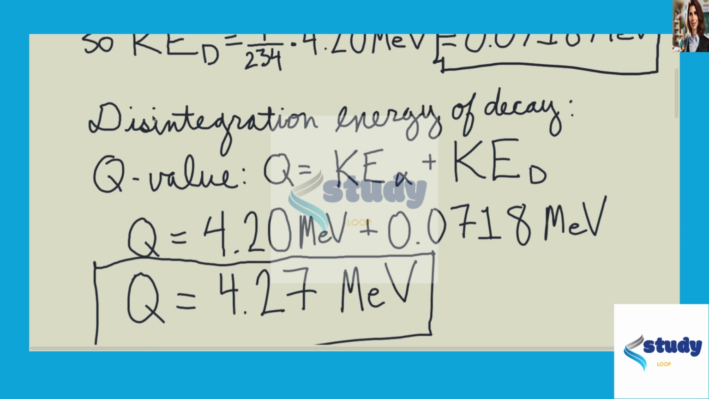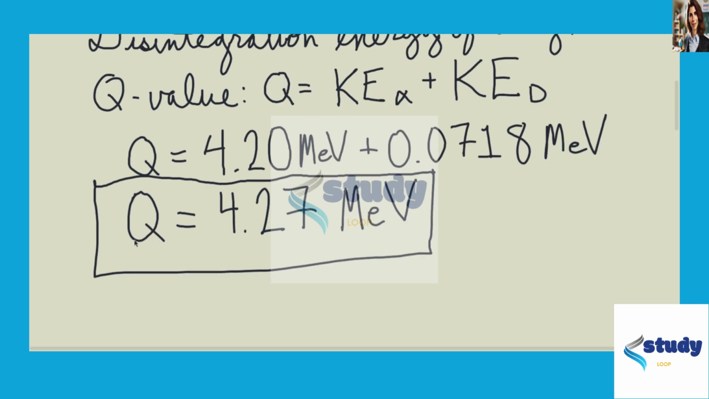From there, we can find the disintegration energy of decay, or the Q value, that is another name for it. And that is just the sum of the kinetic energies of the decay products. We have the kinetic energy of the alpha particle, that's a given, and we just calculated the kinetic energy of the daughter nucleus. All we have to do is add those together, 4.20 mega electron volts plus 0.0718 mega electron volts. And that leaves us with a Q value of 4.27 mega electron volts.